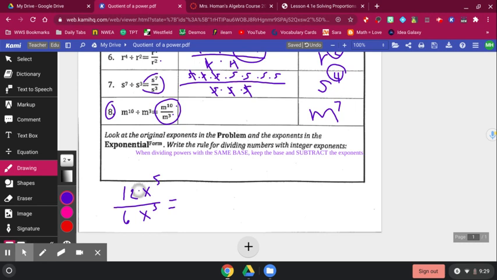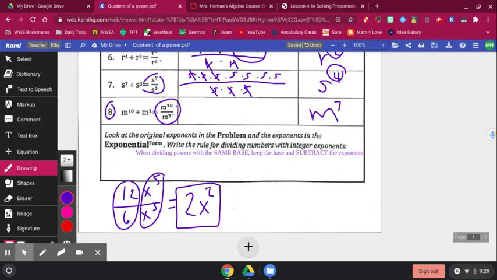So this 12 over 6, just like our coefficients when we were multiplying, we could multiply those coefficients. Well, here, the coefficients, we're going to divide like normal, and then we're going to use our rule for our exponents, for our powers. So 12 divided by 6 is 2. And then x to the 5th over x to the 3rd, I'm going to keep that base, and I'm going to subtract 5 minus 3, and that gives me 2. So this gives me 2x to the 2nd.